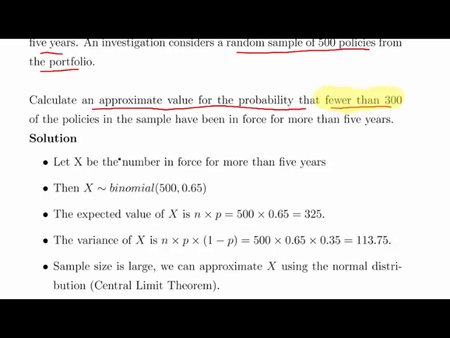Let X be the variable to describe the number in force for more than 5 years. That's our definition of success. The probability of that success is 0.65, and we have a sample of 500. So it's a binomial random variable with parameters n equals 500 and p equals 0.65.